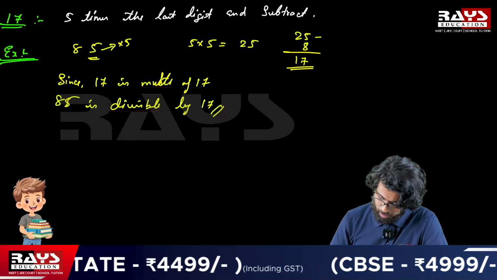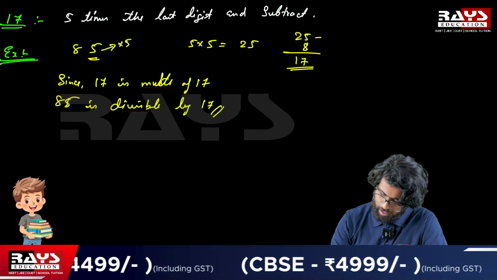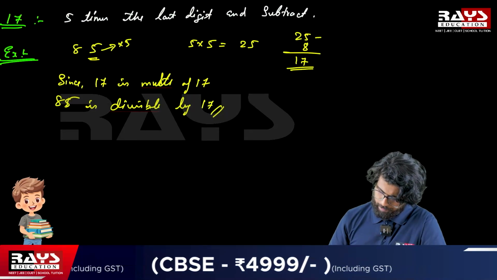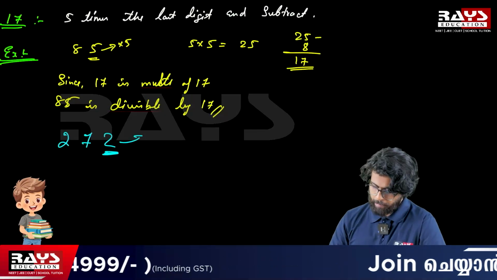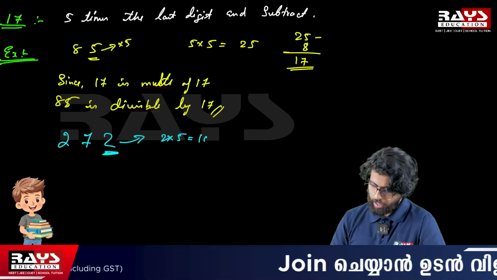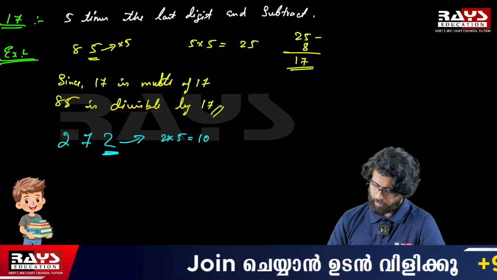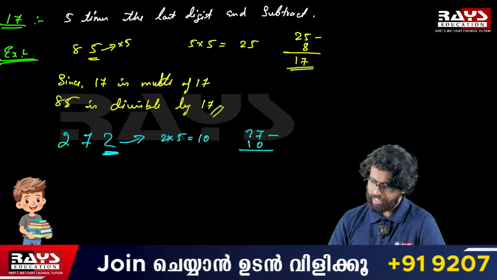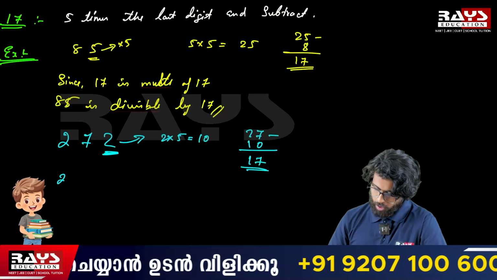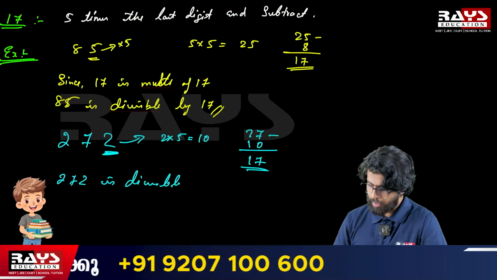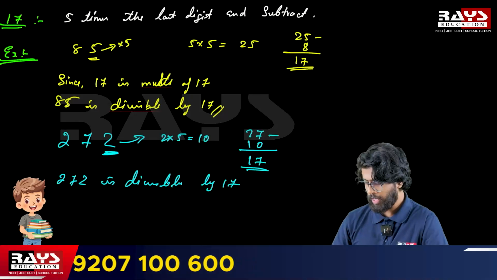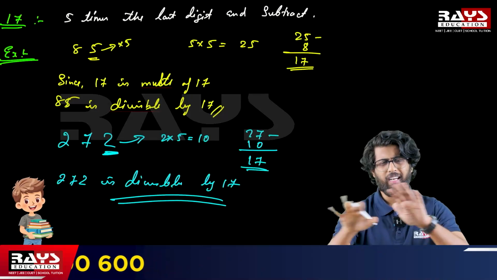Let me take one more example. Let's take randomly 272. Take out the last number and multiply it with 5. 2 into 5 is 10. And we have to subtract from the rest. So 27 minus 10 is 17. So again 272 is divisible by 17. So done. It's very clear, I guess.